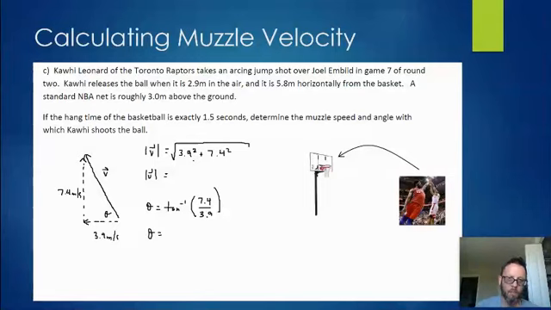So 3.9 squared plus 7.4 squared, and root it. I put in 8.4 meters per second, and the launch angle, 7.4 divided by 3.9, shift tan. So a pretty steep launch angle to get it over Joel's hand, about 62. Let's just call it 62 degrees. And we've got it. So the muzzle velocity was 8.4 meters per second, and it was 62 degrees above the horizontal.